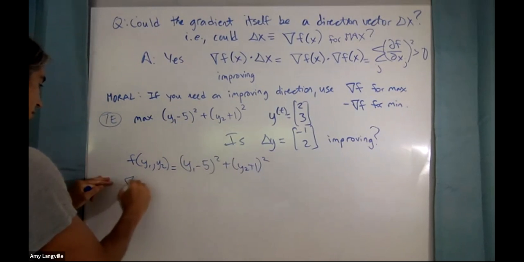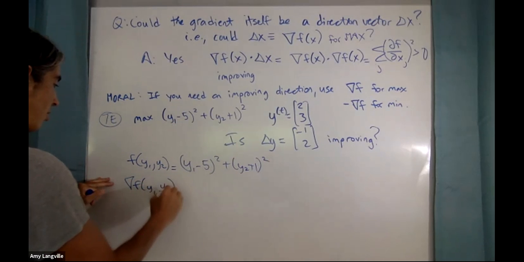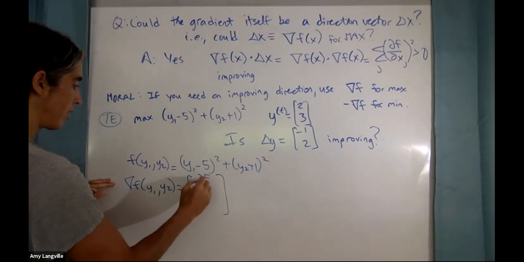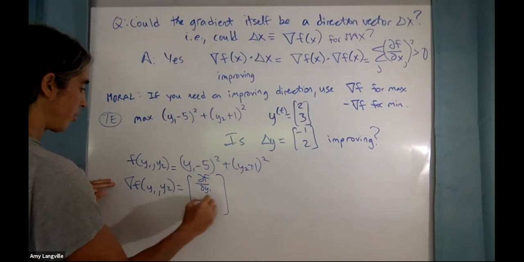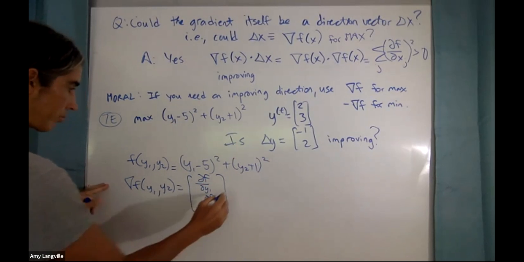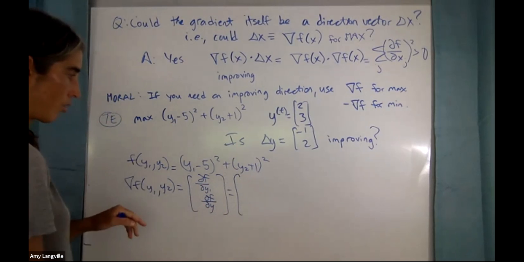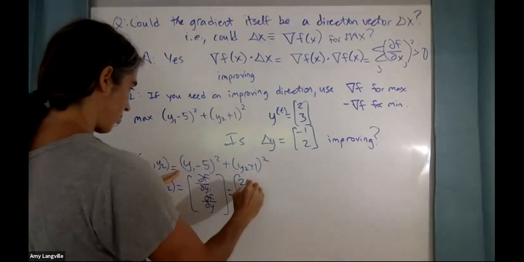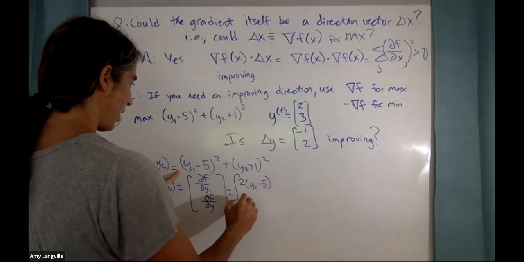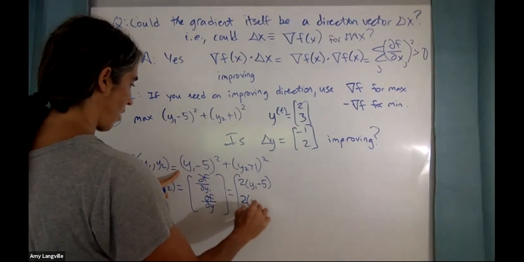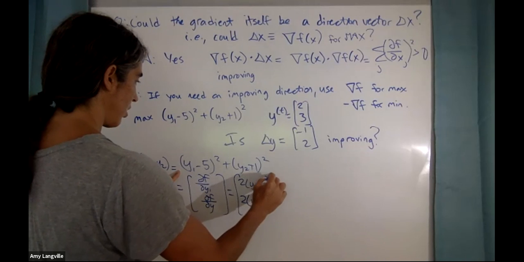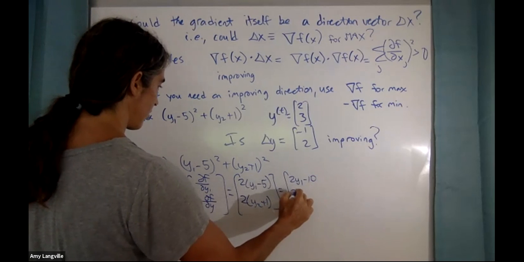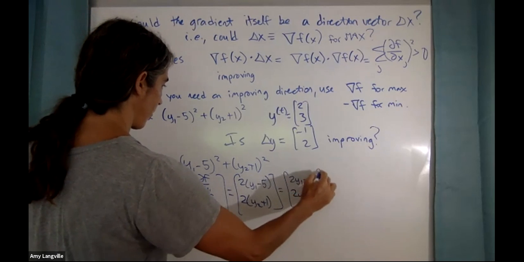And the gradient of f at y1, y2, at any point, we need to put that in a vector: the partial with respect to y1, and then the partial with respect to y2. Taking the derivative with respect to y1, we'll have the power down times the derivative of what's inside. So 2 times (y1 minus 5) and 2 times (y2 plus 1). So we can say 2y1 minus 10, 2y2 plus 2.